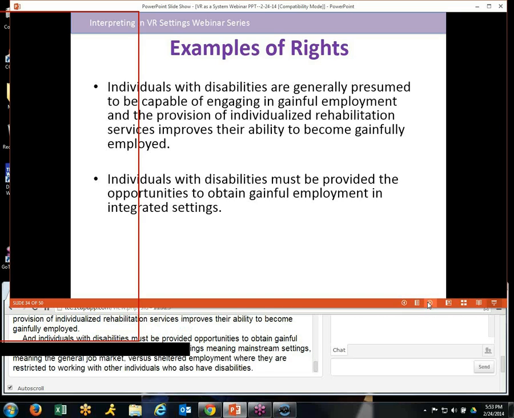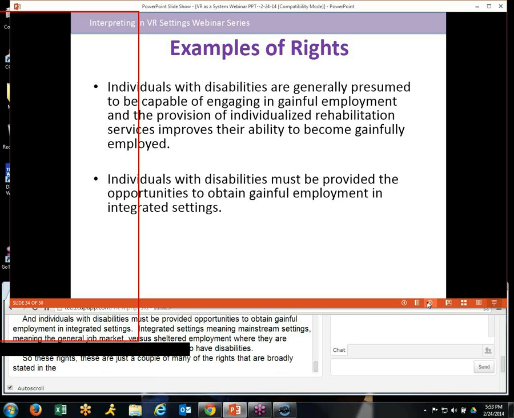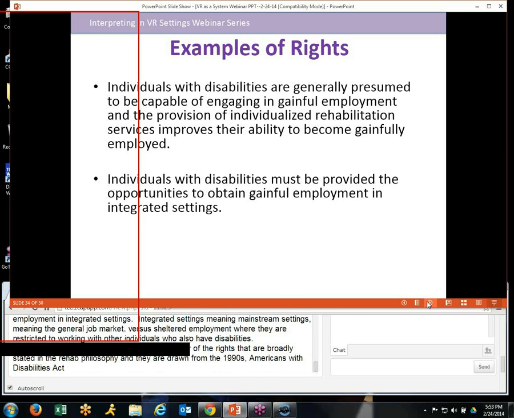These are just a couple of many of the rights that are broadly stated in the rehab philosophy, and they're drawn from the 1990 Americans with Disabilities Act and the 1973 Rehab Act and all of its subsequent amendments.